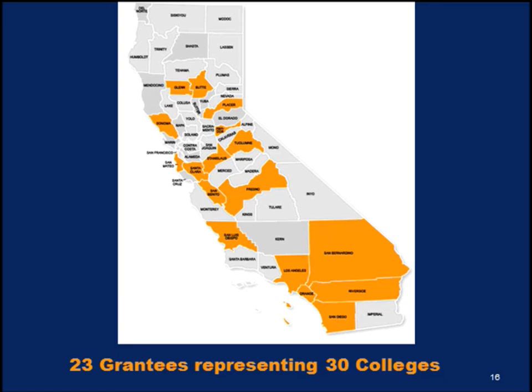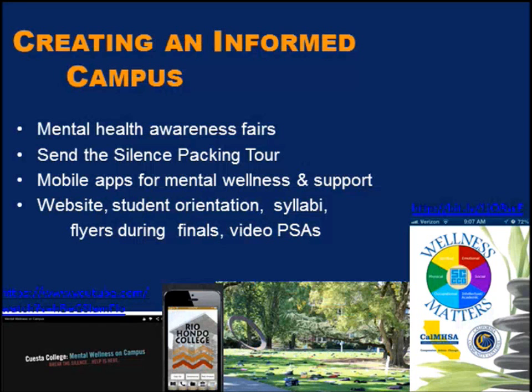Next slide, please. So for the California community colleges, there are 23 grantees representing 30 colleges, and the reason it looks that way is because several consortia of colleges got grants as a consortium group of colleges. So individual and consortia groups. And you'll see the highlighted areas are where they've been spread out around the state.